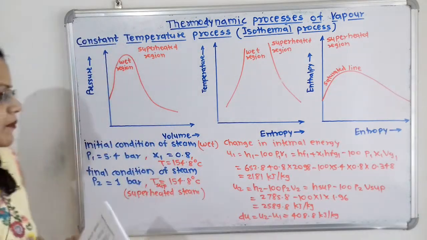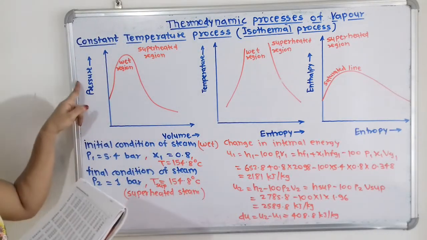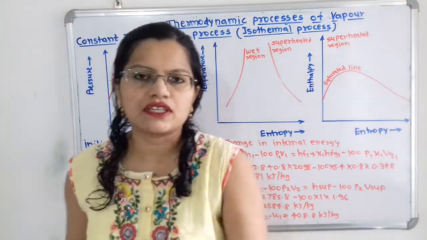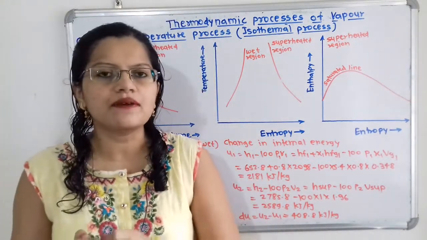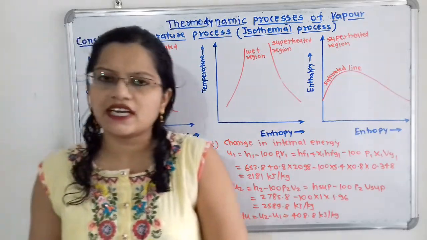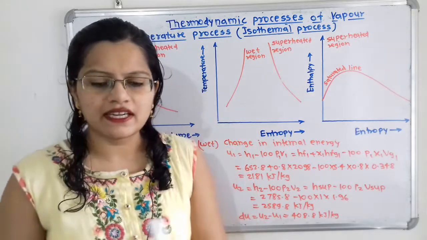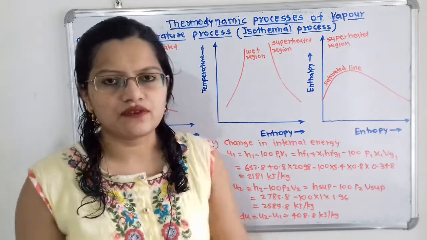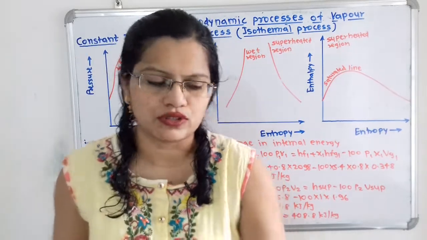Now we will show the process 1 to 2 on this pressure volume diagram. So what is happening here? The pressure is getting decreased during the expansion process. So we know that as the pressure is getting decreased, volume is getting increased. So we have to show this point 1 and 2 on the pressure volume diagram. So how to show this?